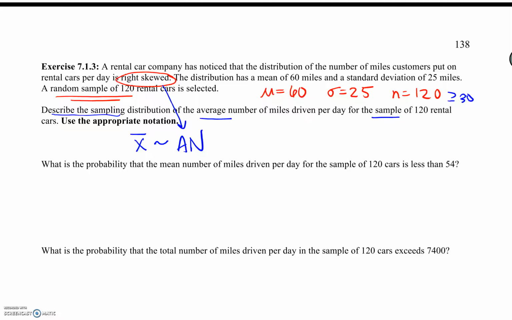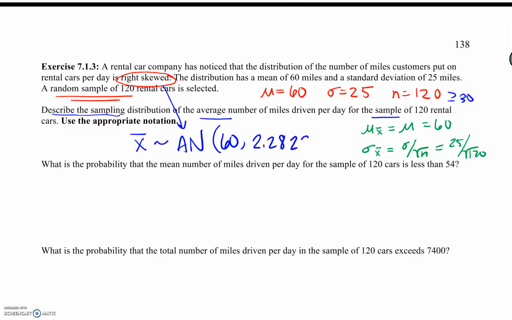The mean of this, let's go ahead and calculate off to the side. The mean of a sample mean from our formula sheet is just the original mean. And the standard deviation of our sample mean is the original standard deviation divided by the square root of our sample size. So 25 divided by the square root of 120. That's the only piece that we really have to calculate here. According to my calculator, we have our mean of 60 and our standard deviation is 2.2822. I'm just going to keep 4 decimal places because you guys know that's my favorite.